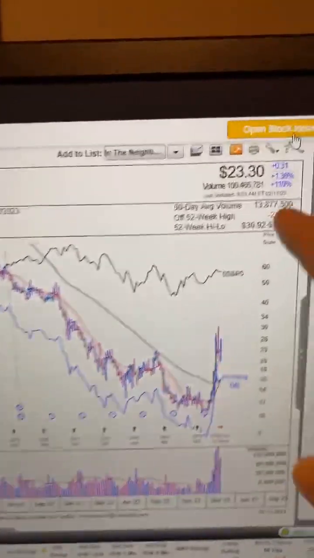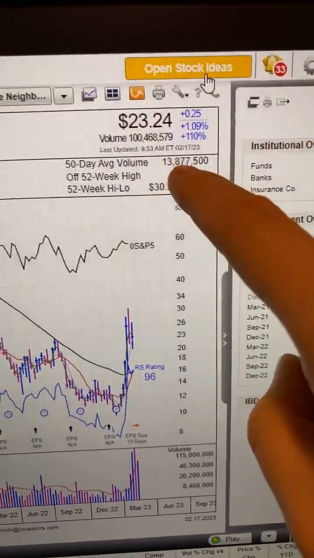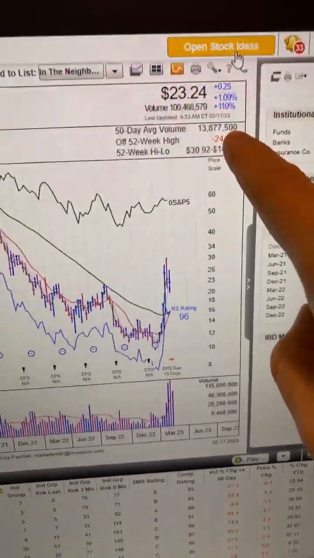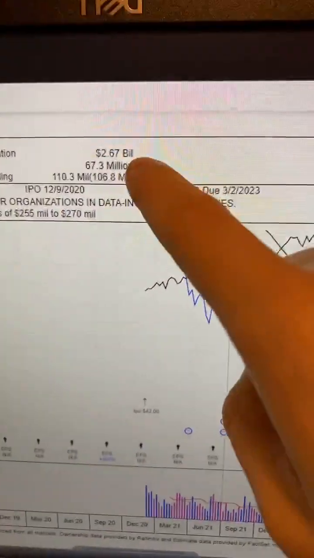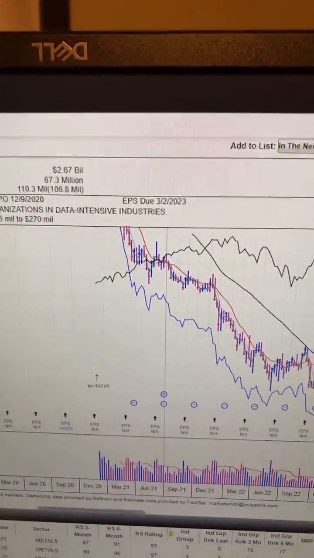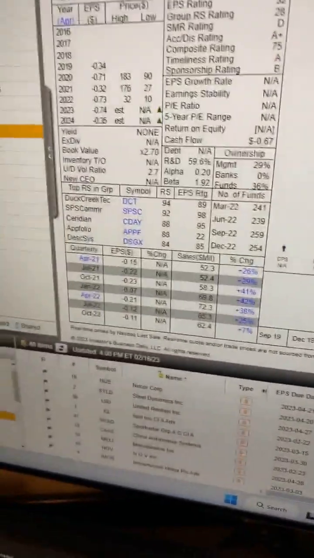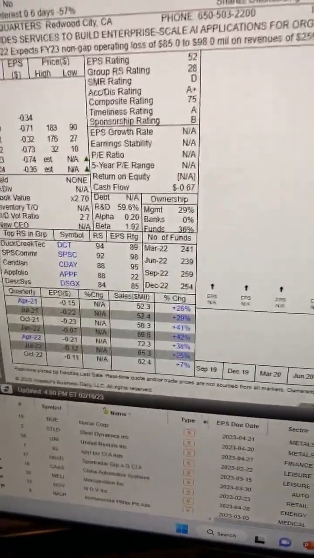Great. It's actually not too thinly traded. It trades about 14 million shares per day. The market cap is on the smaller side at $2.5 billion. Let's see, what else can we see on the stock here?